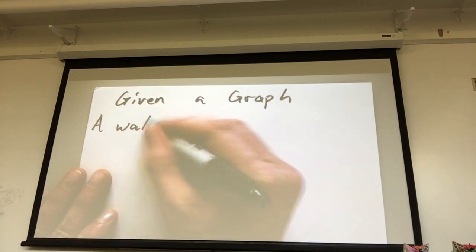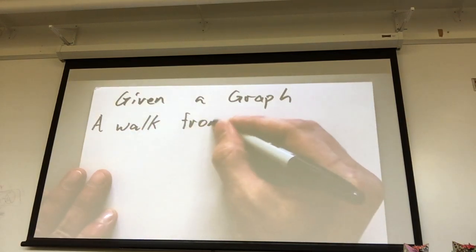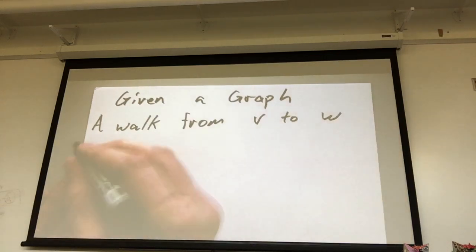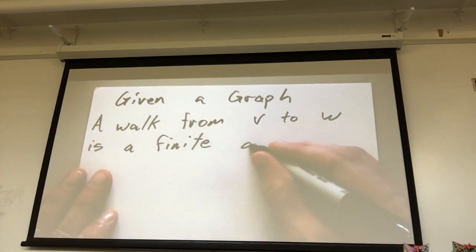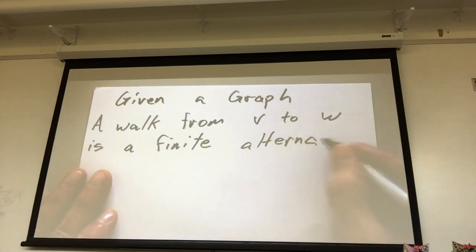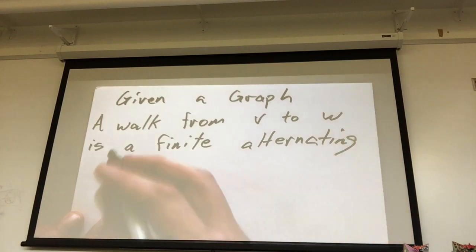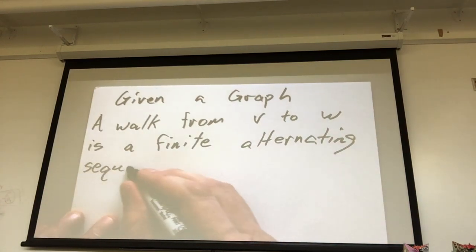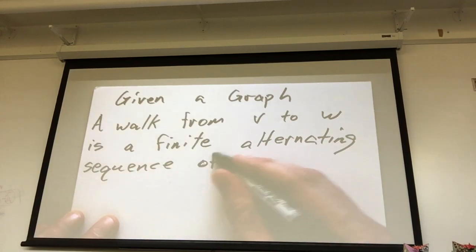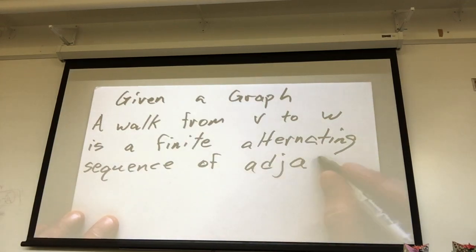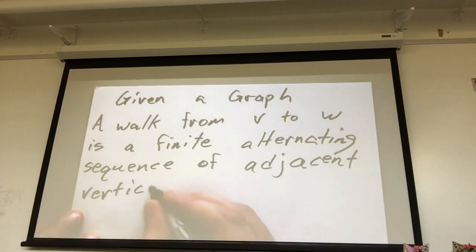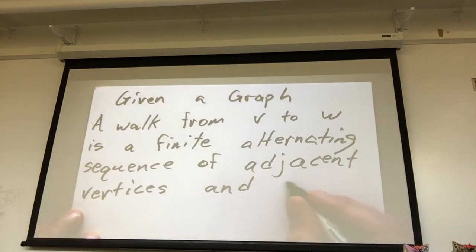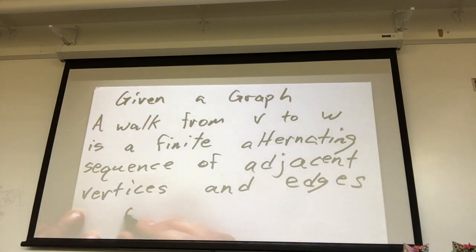A walk from V to W is a finite alternating sequence of adjacent vertices and edges of that graph G.